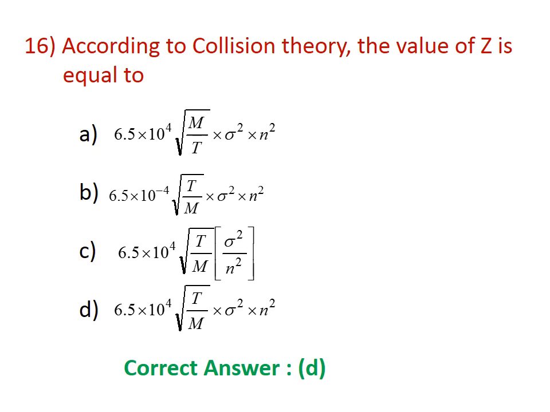Question 16. According to collision theory, the value of Z in the equation. You know very well option D is correct: 6.5 into 10 to the power of 4 root of T by M into sigma square into N square, which is already discussed in the collision theory. It is a direct question.